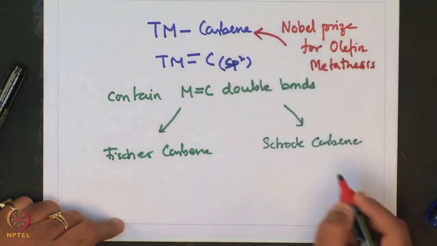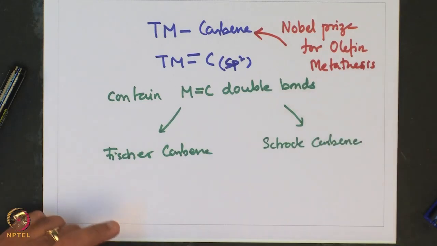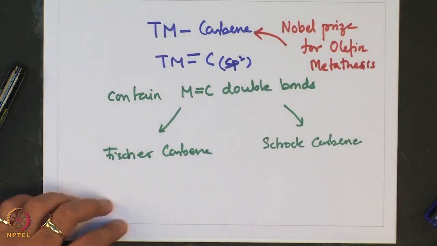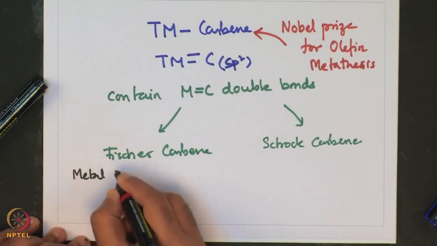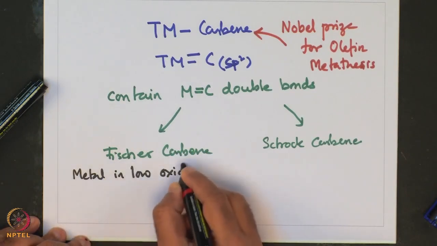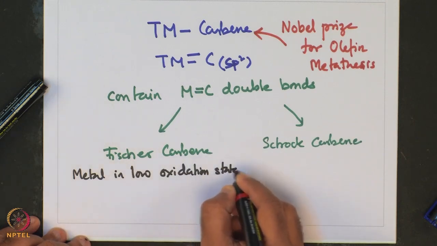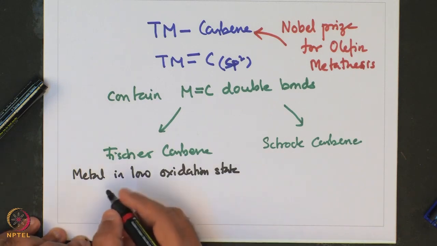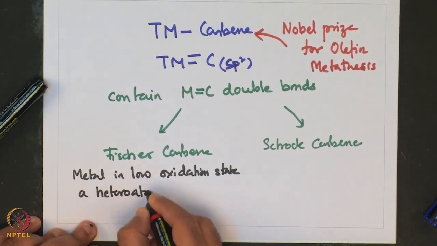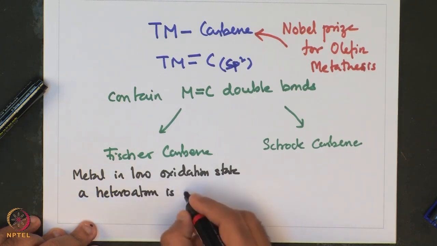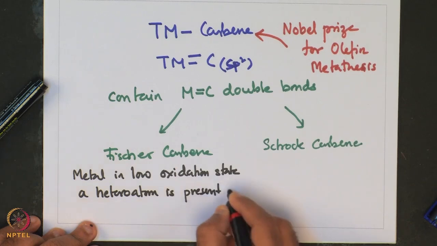Which relates to this chemistry, and this was given very recently. Now, between the type of carbene complexes that one encounters, one is called Fischer carbene and the other is called Schrock carbene. The difference being that in Fischer carbene, the metal center is in low oxidation state, and the carbon has a heteroatom. A heteroatom is present on carbenic carbon.